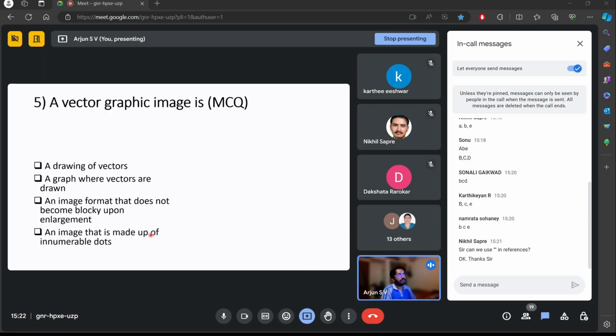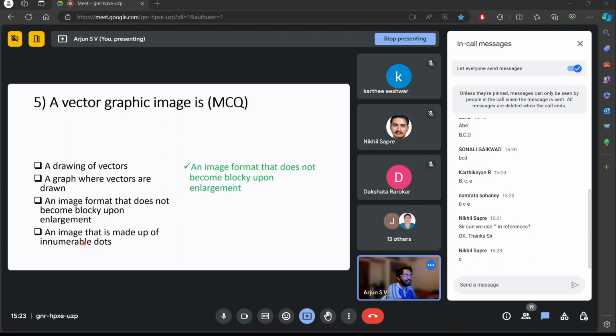A vector graphic image is, an MCQ. A drawing of vectors, no. A graph where vectors are drawn, no. An image format that does not become blocky upon enlargement, probably. Image that is made of innumerable dots. So the correct answer would be an image format that does not become blocky upon enlargement. Yeah, correct. If there are no other doubts for this question, I'll move to the next question.